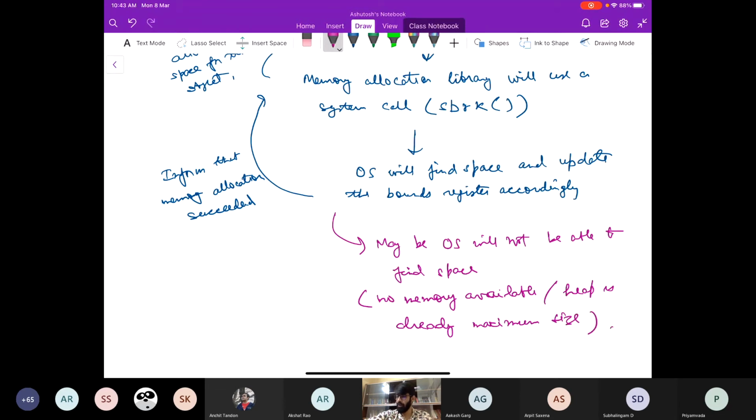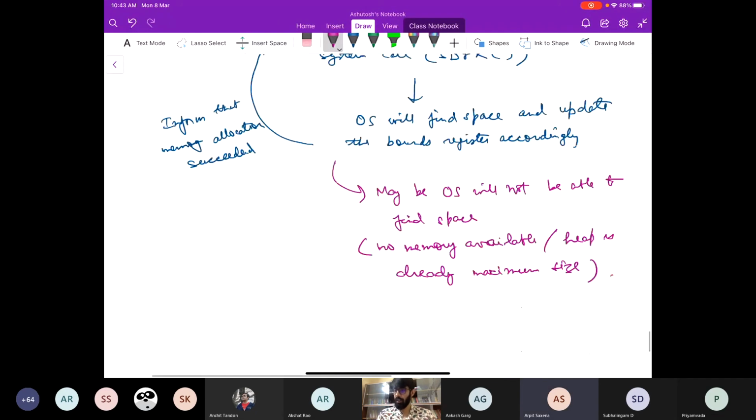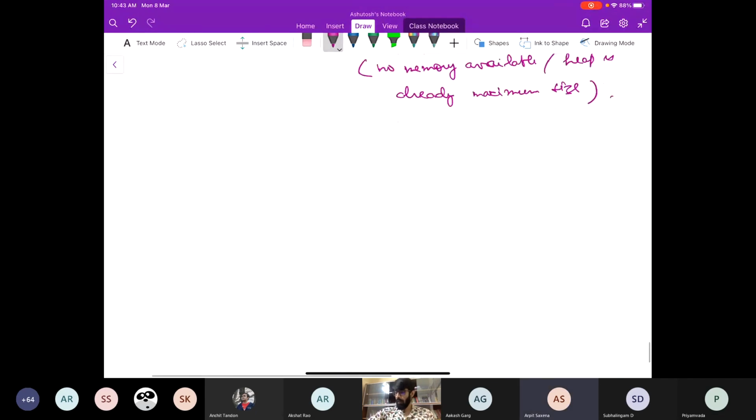Okay, so this is how the growing thing happens. So is that okay, Arpit? Yes. Okay, good. Now, another very important task of the OS is to manage the free space.